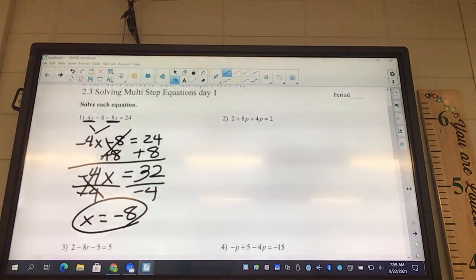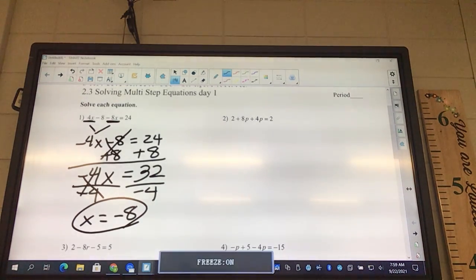It's the same thing as yesterday. We added one extra step of combining first. Okay?